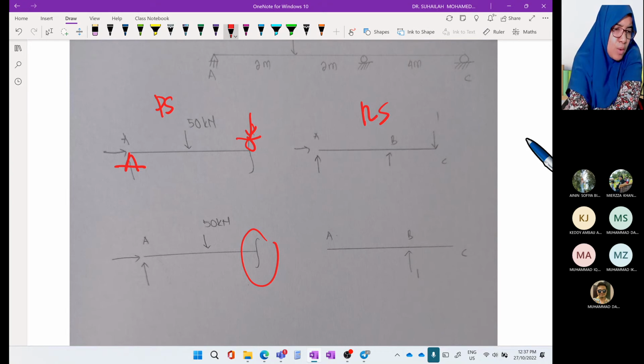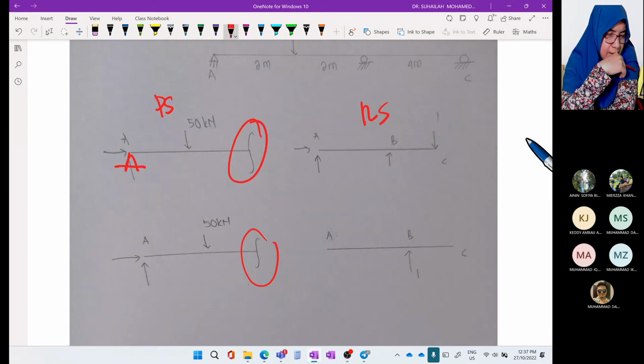We only remove BY. So it's not clear. Don't draw like this. This is not clear. I don't know which one. Your primary structure is not complete. Okay, your primary structure is not complete.